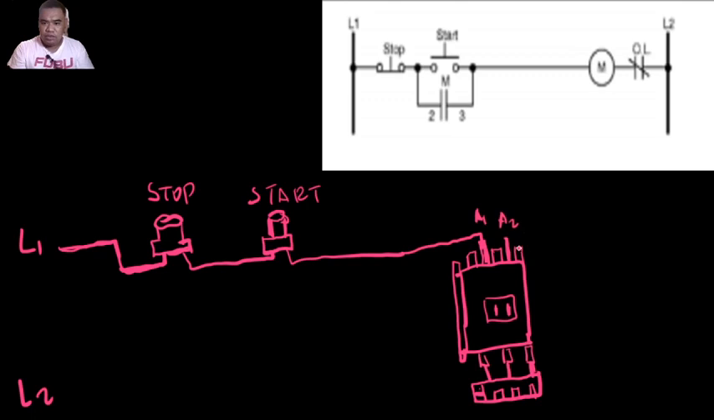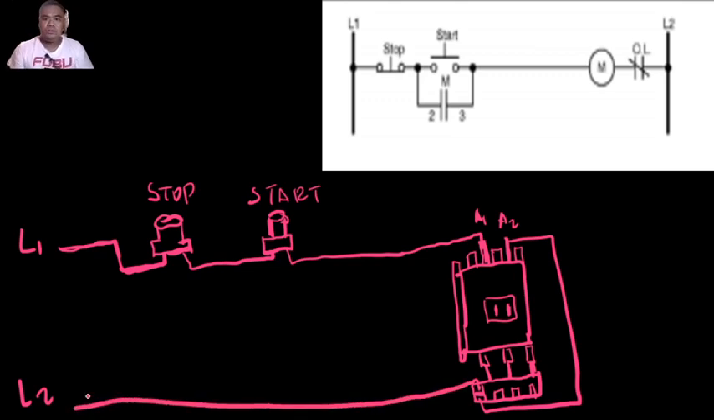And our A2 will be connected to the auxiliary contact of our OL. So we need to connect that one here, the normally closed auxiliary contact. And the other contact will be connected to the line 2.